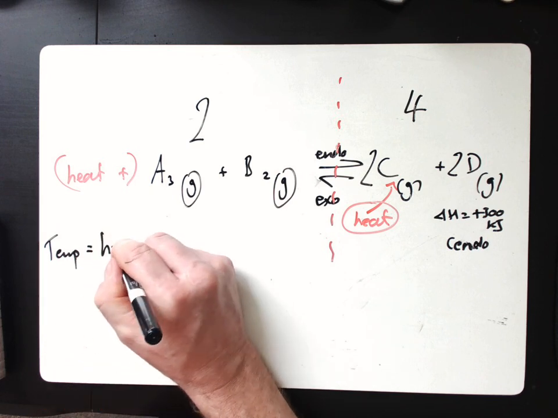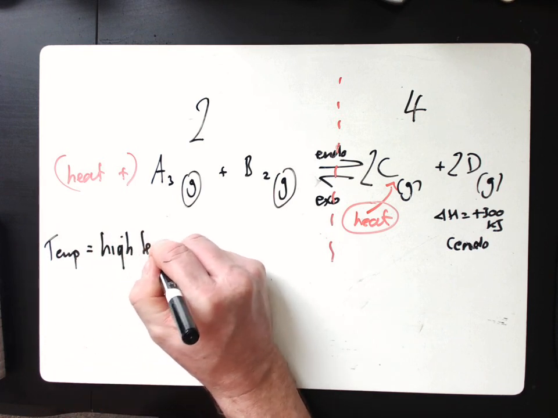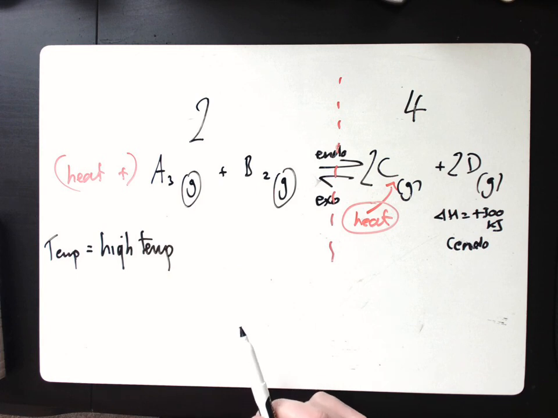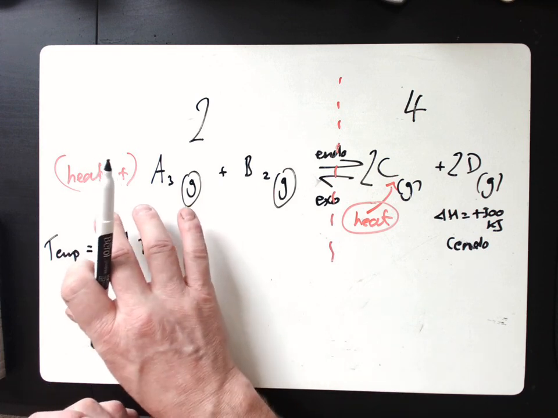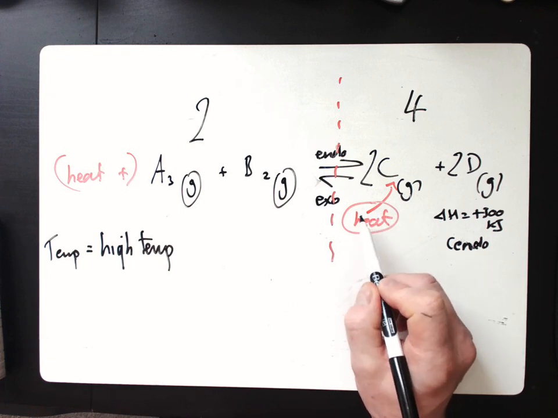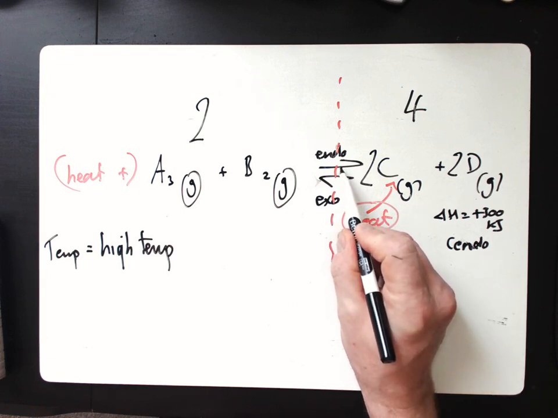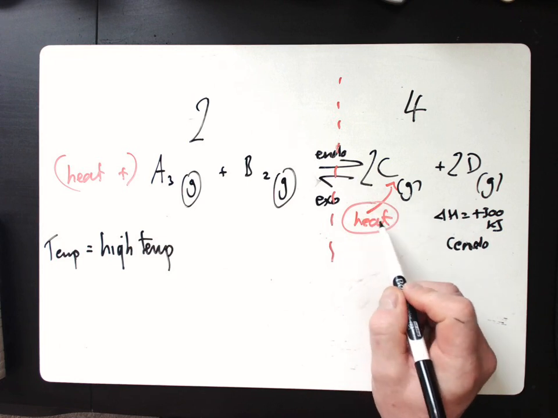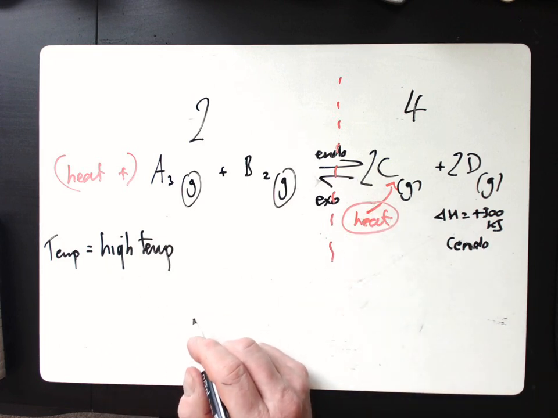If I run it at a high temperature, which is what we should run this at, the equilibrium will try and oppose that change, so remove the heat, so it will take in heat, or in other words, it will go towards the endothermic side, which is the side we want it to go. So you'll run it at a high temperature.